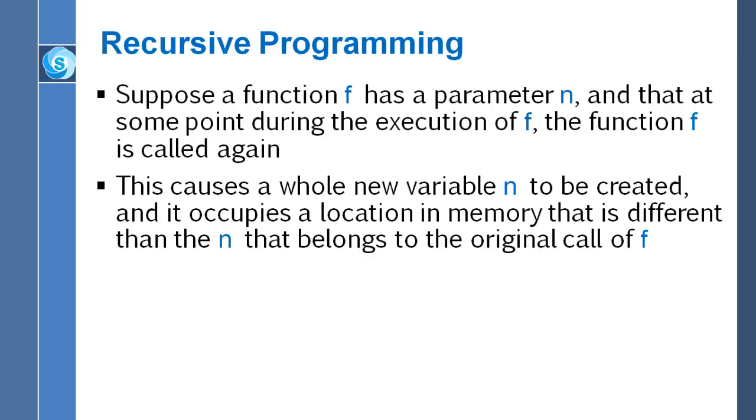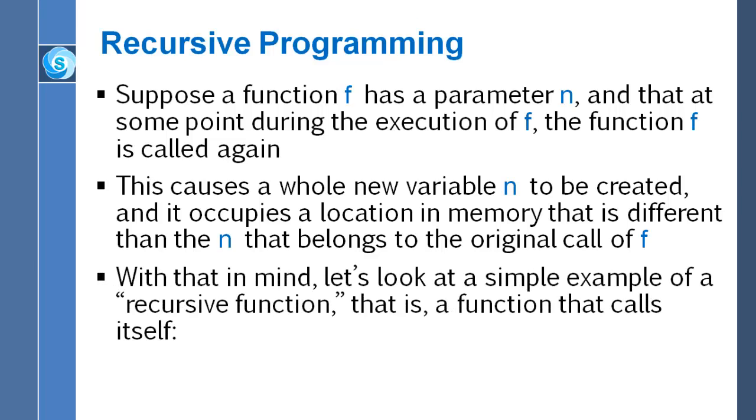At this point, you have two different parameters named n. One belongs to the original call to f, and the other one belongs to the new call to f. Okay? These are completely different variables that happen to have the same name. They occupy different memory locations. And this is really important in terms of the power of recursion. It's a very essential feature that makes recursion work. Here's a simple example.